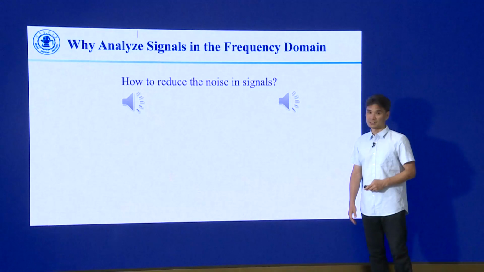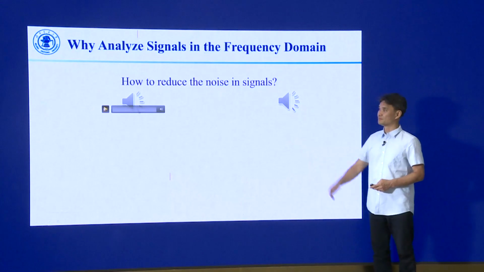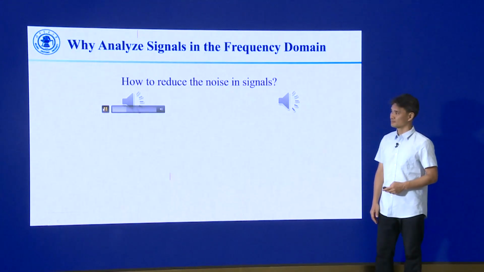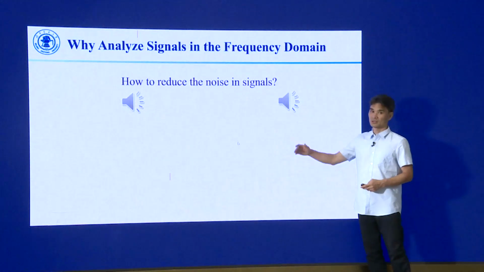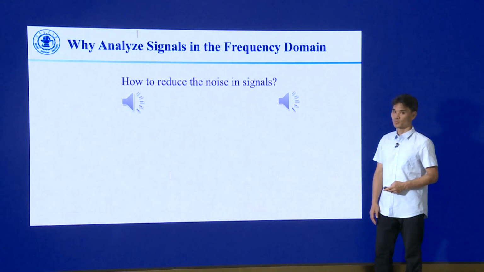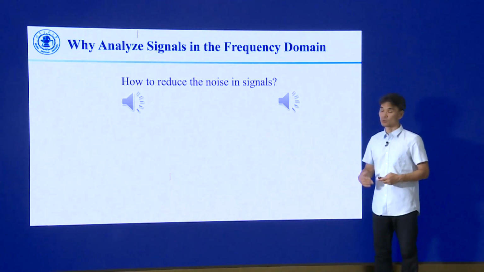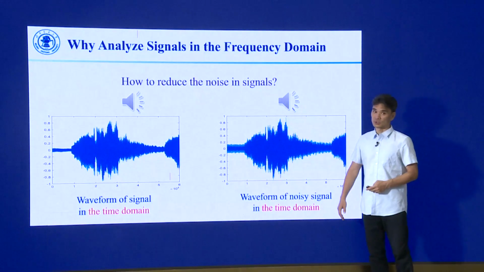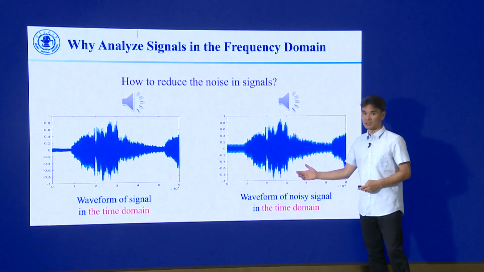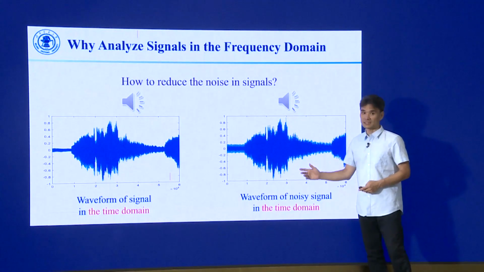In the third example, we can hear there are 2 different signals. The first one. It's a very clear sound. What about the second one? We can hear that in the second signal, there's a noise. If I again show you the time waveform of these 2 signals, it's hard for us to tell the difference quantitatively.